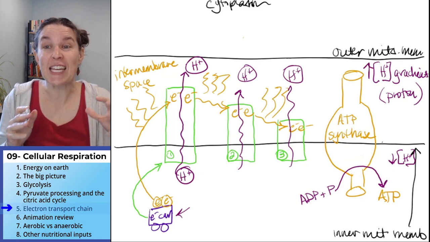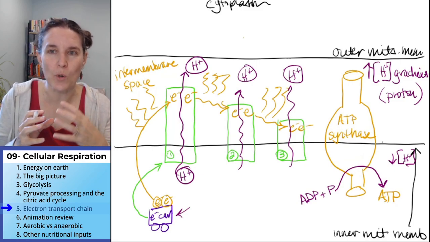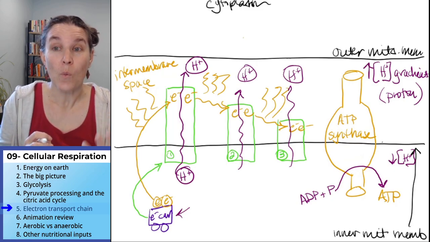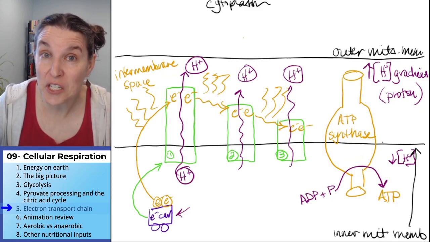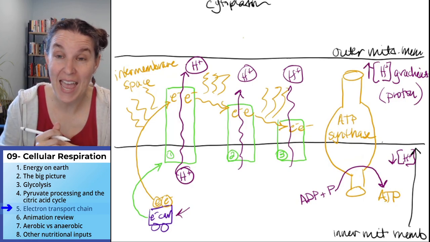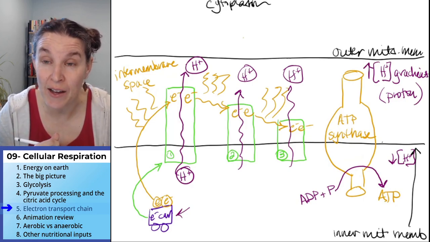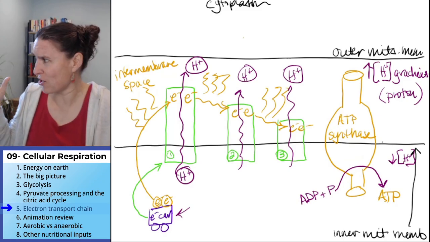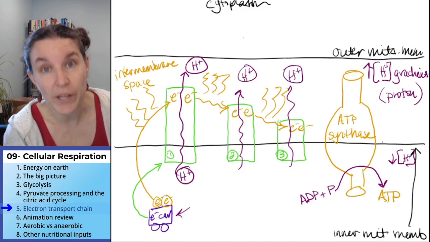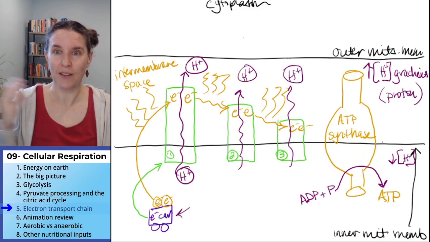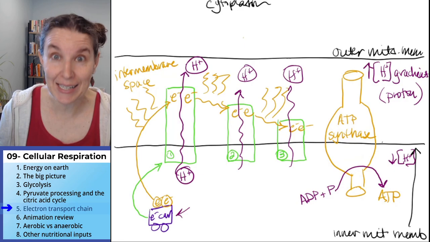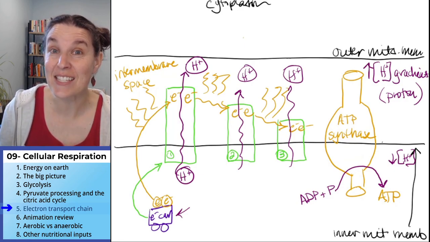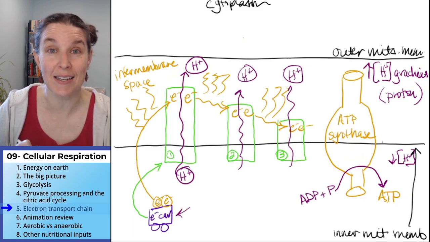Are you seeing any hints? Are you like, whoa, wait a minute, we're building into a story. We've created a concentration gradient. And if you were a hydrogen ion and you just got pumped into the intermembrane space with like jillions of other hydrogen ions all around you, what are you going to want to do? You're like, dude, get me out of here. And in fact, guess what your only exit is?